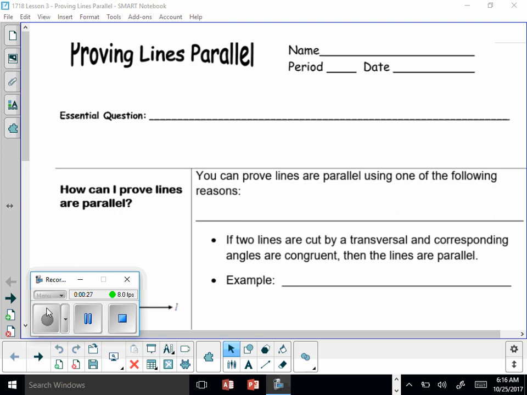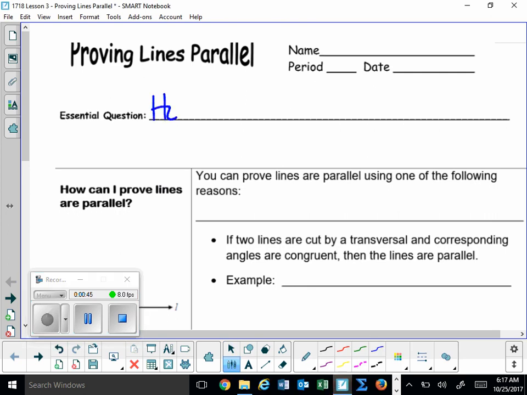Now we're going to do the converse of the last lesson. We're going to start with knowing something about the measurement of the angles involved, and we're going to go backwards to prove that the lines are parallel. So, how do I prove lines parallel?